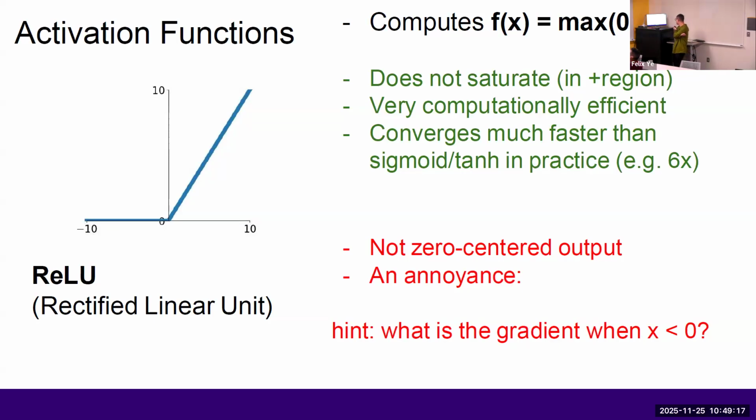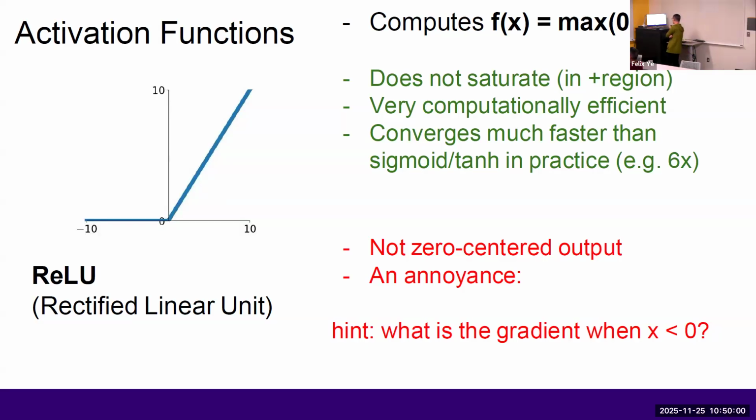Okay, ReLU is another one that is very popular. It's very simple, maximum of 0 and x. ReLU is short for rectified linear unit. It doesn't saturate in the positive region, obviously, because you can see this goes straight up. And it's very computationally efficient. It's only linear in the positive domain and 0 in the negative domain. It actually converges much faster than sigmoid and hyperbolic tangent. For example, it converges 6 times faster.